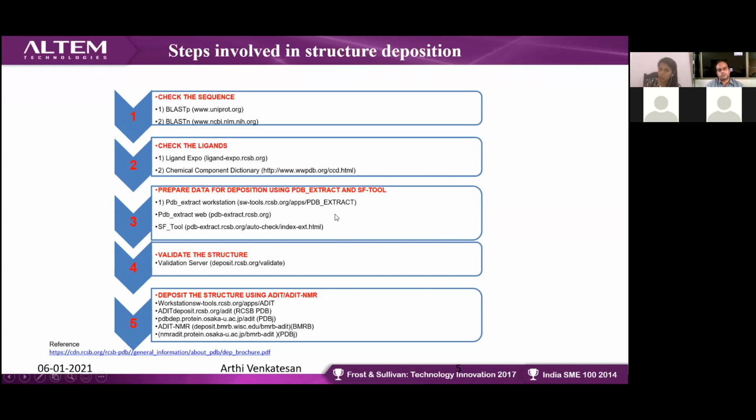These tools also are available in the RCSB data bank itself. Once you have prepared the data as well as extracted it using the tool, you will be validating your structure. Once you have validated your structure, you need to deposit the structure through ADIT as well as ADIT NMR. In case it is an X-ray structure, you will go for ADIT, and in case it is an NMR structure, you need to go for ADIT NMR. So this is the major difference between ADIT and ADIT NMR, and these are the steps involved in structure deposition through RCSB.